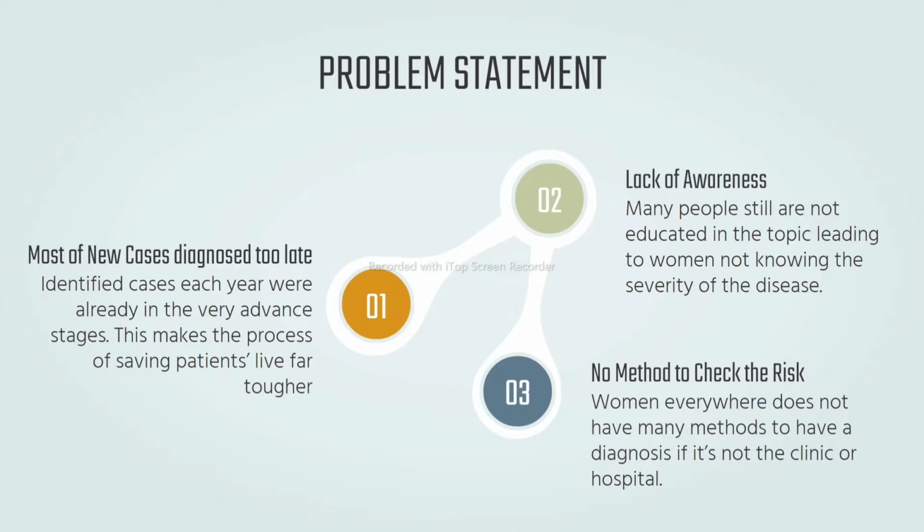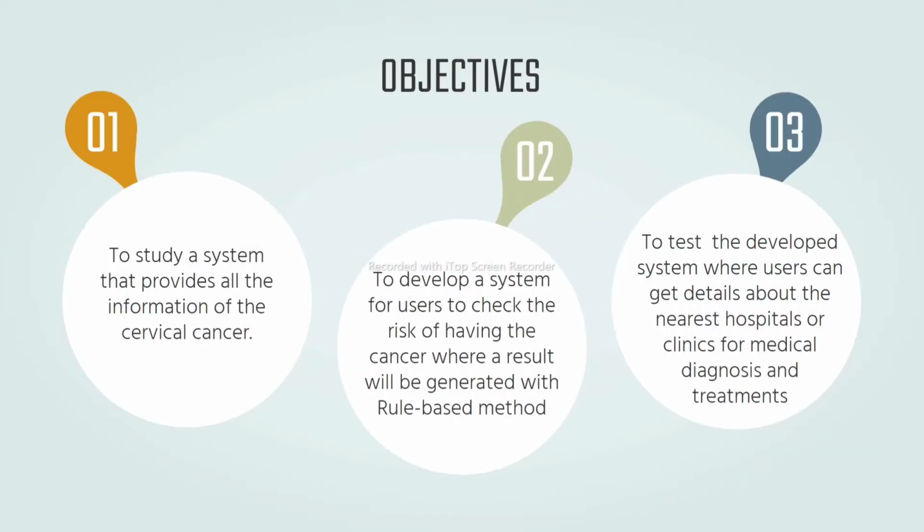Thirdly, no method to check the risk. Women everywhere do not have many methods to get a diagnosis if it's not the clinic or hospital. Now it is the objectives. The first one is to study a system that provides all the information on cervical cancer.